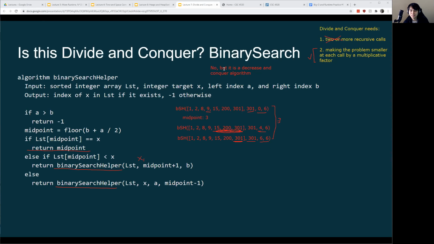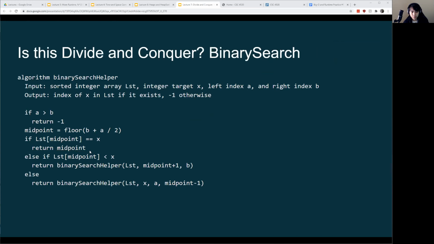Binary search helper in this case is a decrease and conquer algorithm. Cool? All right. Now, in the best case, it returns the first time. Yeah, that's true.